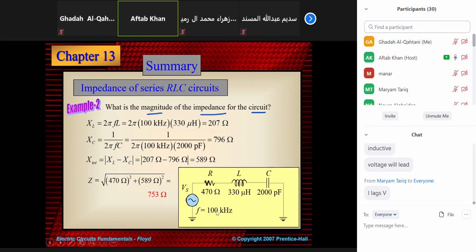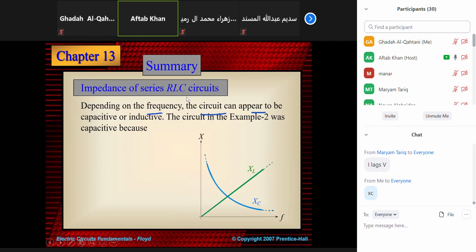Okay, and see the frequency is 100 kilohertz. You can see here XC is greater, so the circuit is capacitive, and the frequency is 100. Now the impedance over this one. Depending on the frequency, the circuit can appear to be capacitive or inductive. The circuit in example 2 was capacitive because the frequency is towards the left of the resonant frequency, right? We know that it is less than that one.